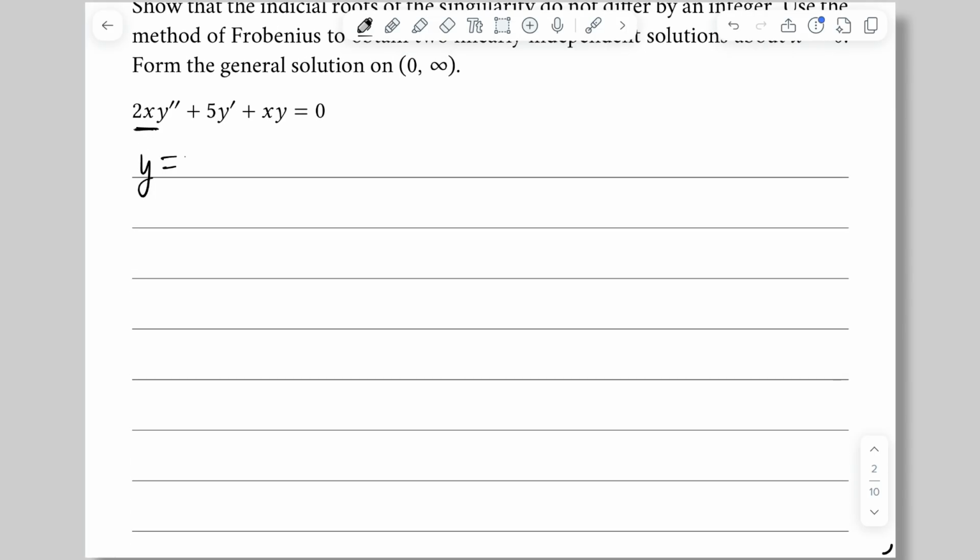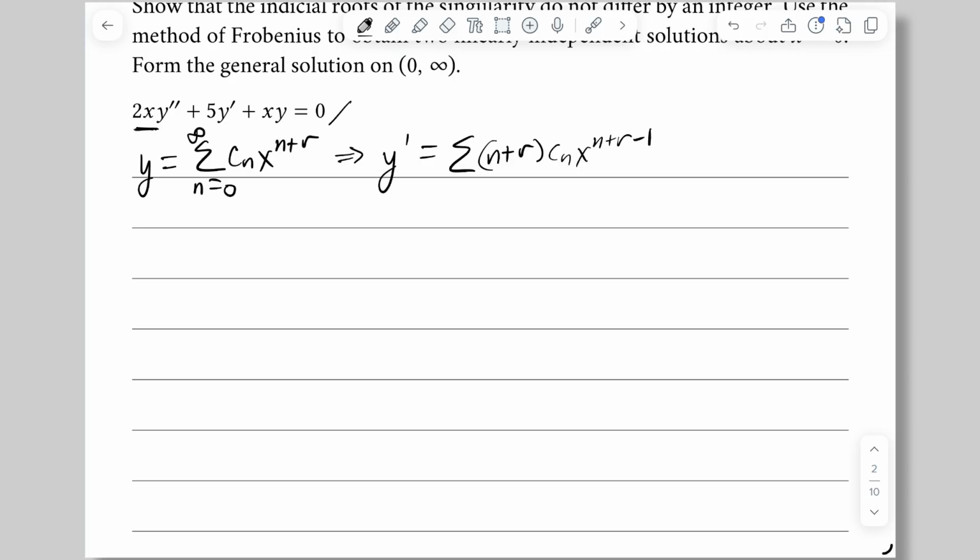We start with y equals the sum as n goes from 0 to infinity of c sub n x to the n plus r. That gives us a derivative, y prime, equal to a sum of n plus r, c sub n x to the n plus r minus 1. I said in a previous video, r can be an integer, but it can also be a rational number. In fact, it can be any kind of number. We'll only see integer and rational numbers.